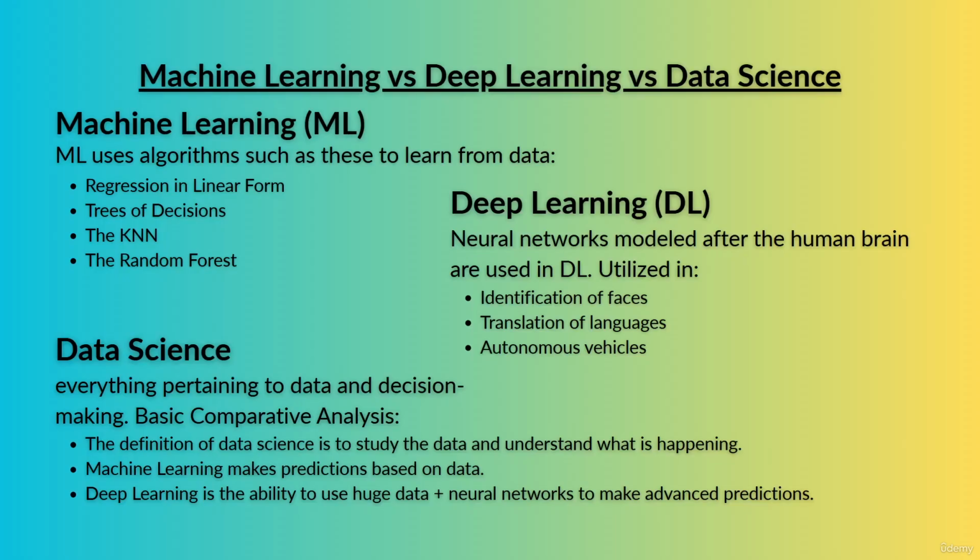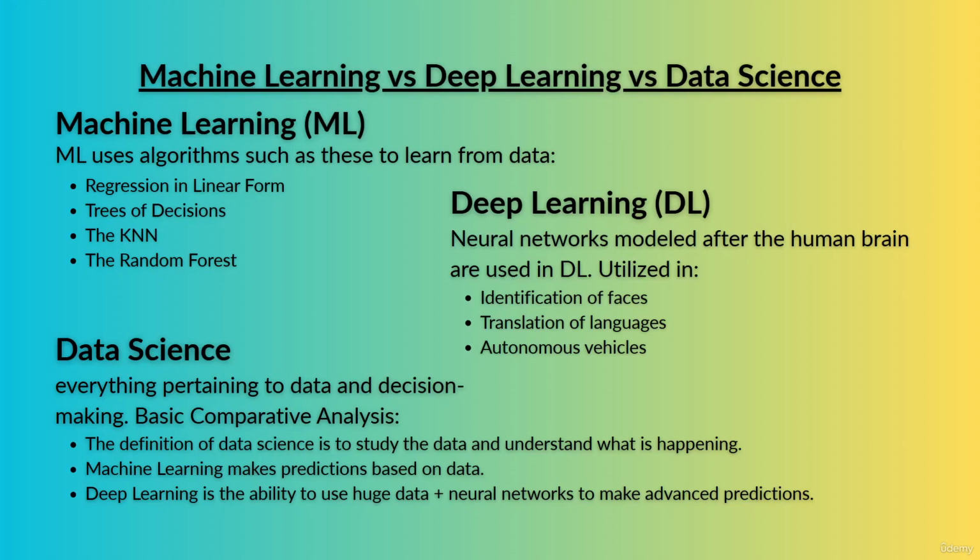Then there is deep learning. For deep learning, there is the neural network, or deep learning is mainly the neural network which machine learning uses. It is basically modeled after the human brain. Deep learning is utilized in identification of faces, translation of languages, and autonomous vehicles, which are very visible in our modern era. For example, we have Face IDs and Touch IDs on our phones, and there are a lot of software tools which help you to translate language.